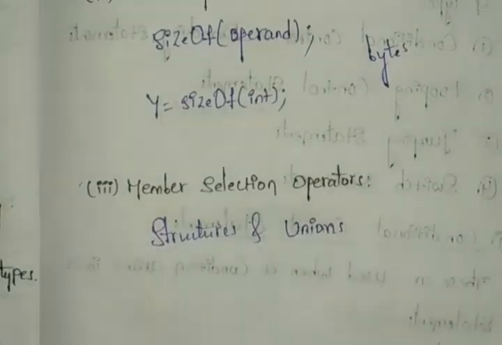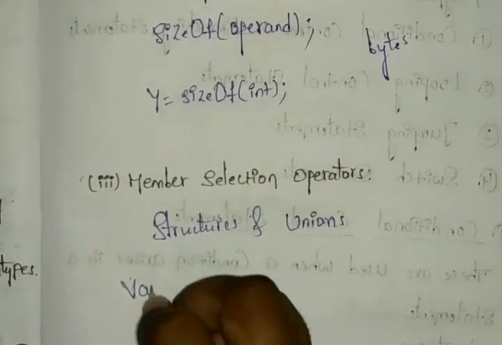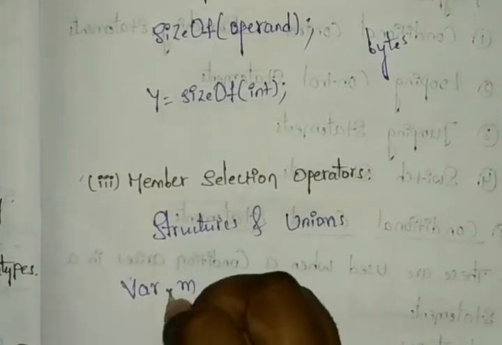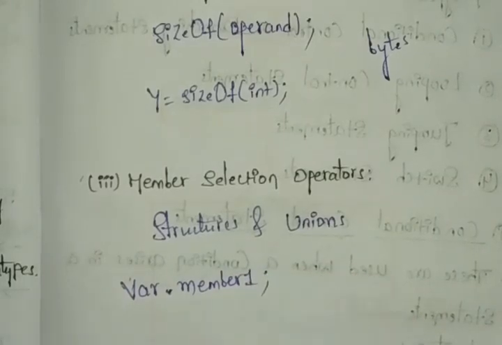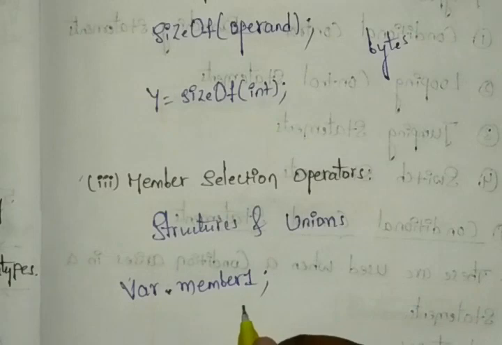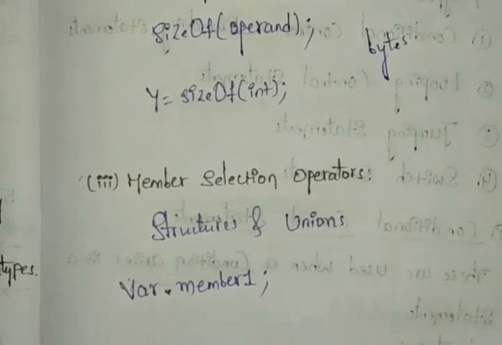So for example, you can see here, where member 1. Here where is a variable name you can choose, and member 1 is our structure variable type. Okay, like that we can work with our member selection operators. These are our operators.